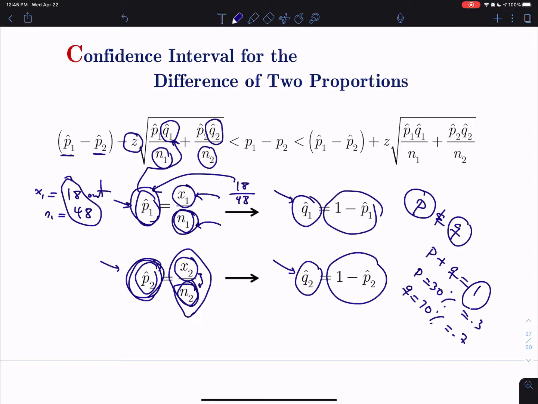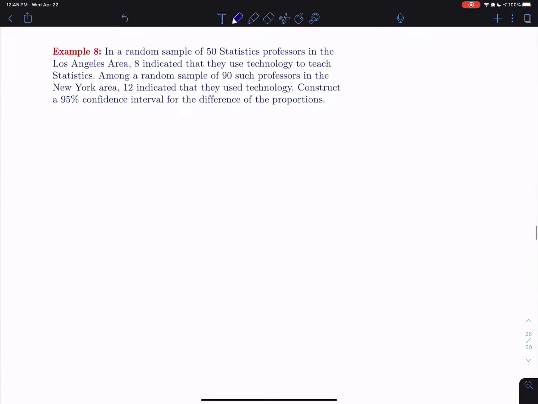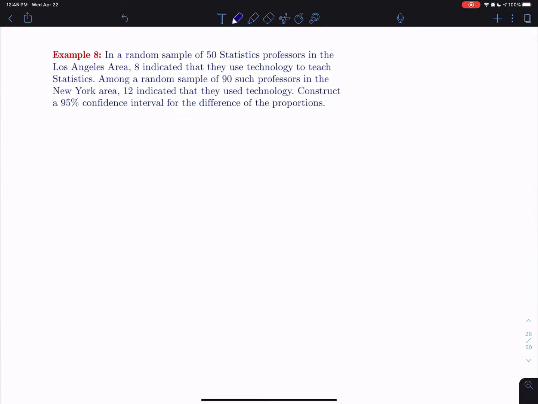And then the Z value, you determine that based on the confidence level that's provided for you. To give you an example, I have this example from the PowerPoint. In a random sample of 50 stat professors from LA... and a lot of people, and I always keep mentioning this, ask how do you know which one is the first group, which one is the second group.